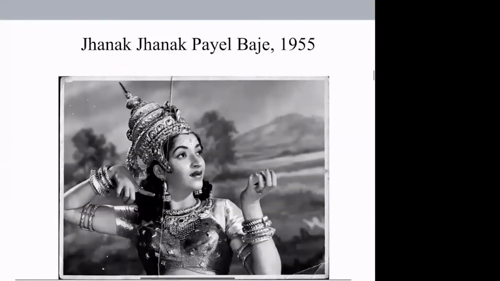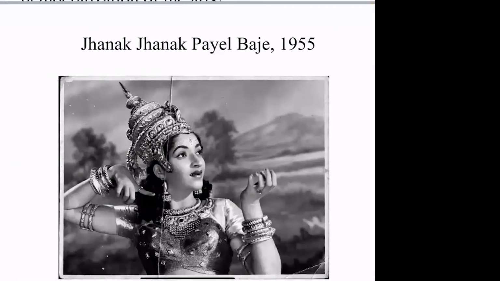As you can see, I am always interested in finding spaces for dance that are non-elite or not usually associated with high culture. Even if the context is classical, I try to see its use among everyday people rather than just famous artists. So this particular picture you see, Jhanak Jhanak Payal Baje, is a very famous Bombay cinema film, because Bombay films or Bollywood films were called Bombay cinema prior to the 1980s.